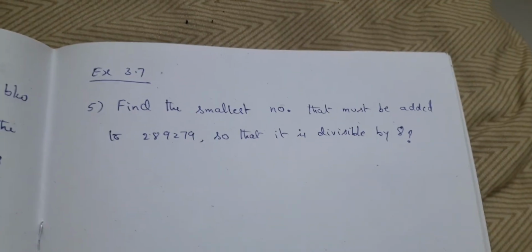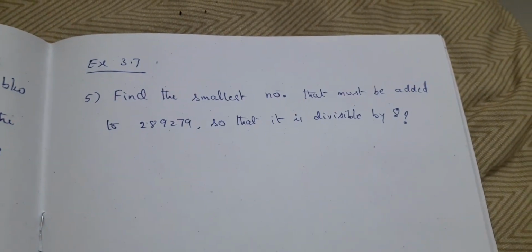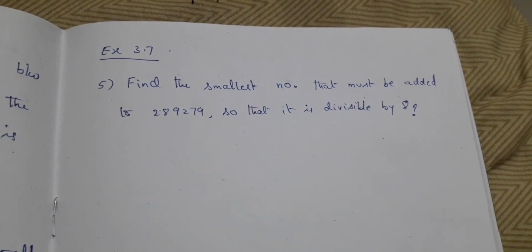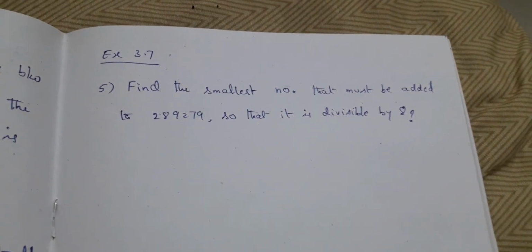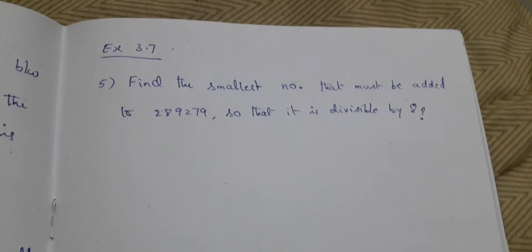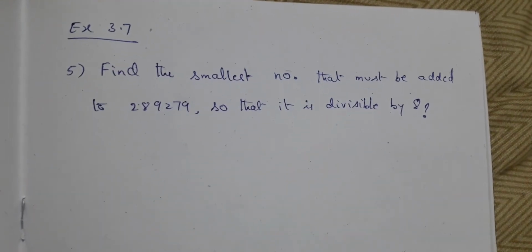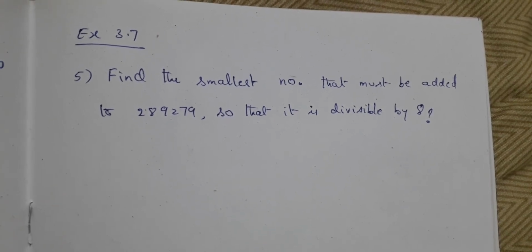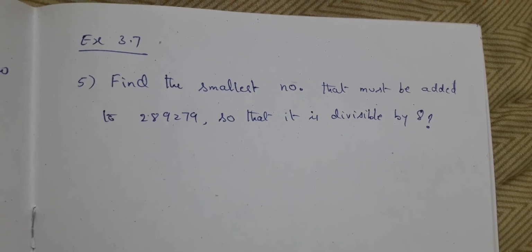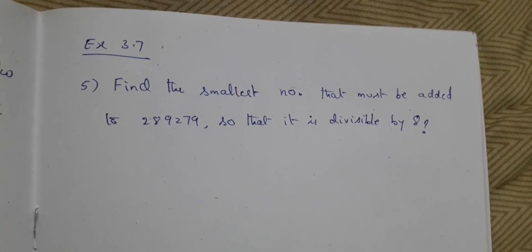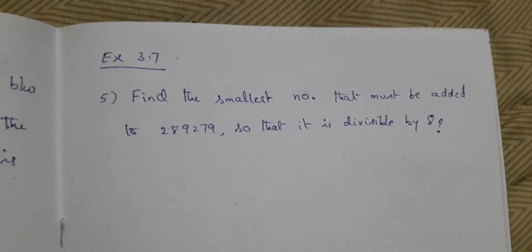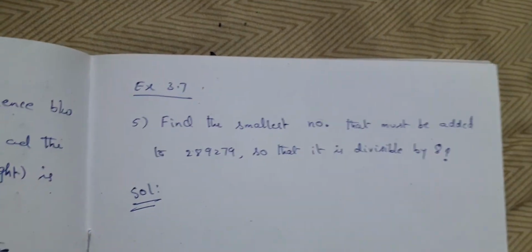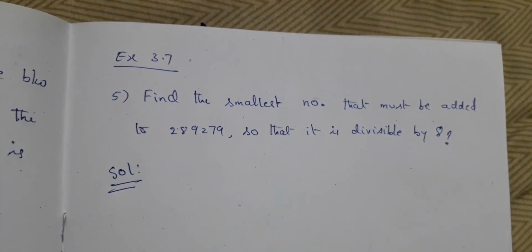Now the last problem for today, and this is the last exercise of your chapter, Playing with Numbers. So exercise 3.7, I picked up a problem from it. That is the fifth problem. Find the smallest number that must be added to 2,89,279, a very big number given to you, so that it is divisible by 8. Okay, let us solve it. While solving, what we have to keep in mind is the divisibility rule for 8.